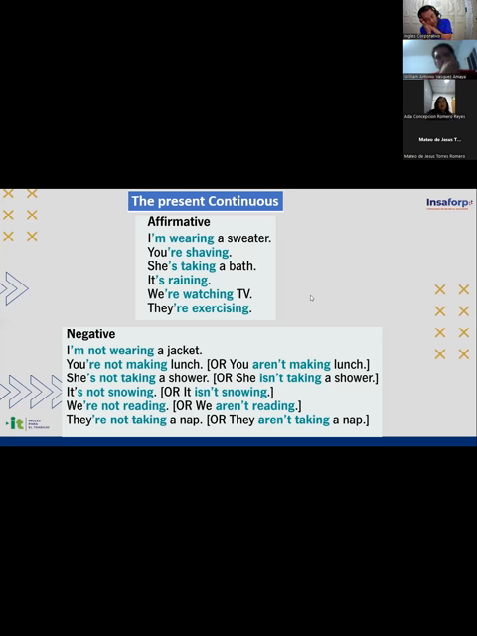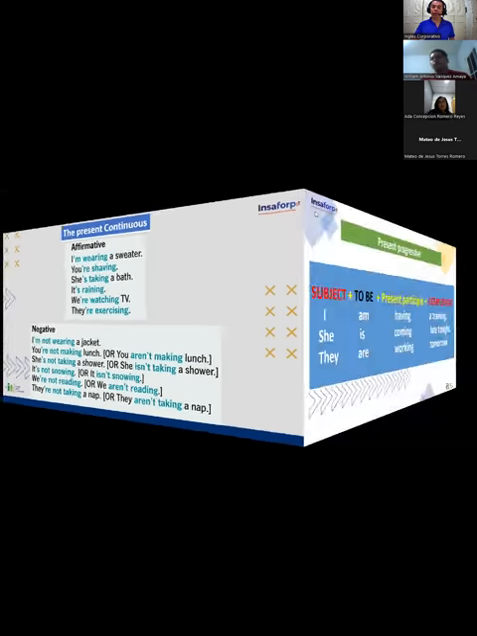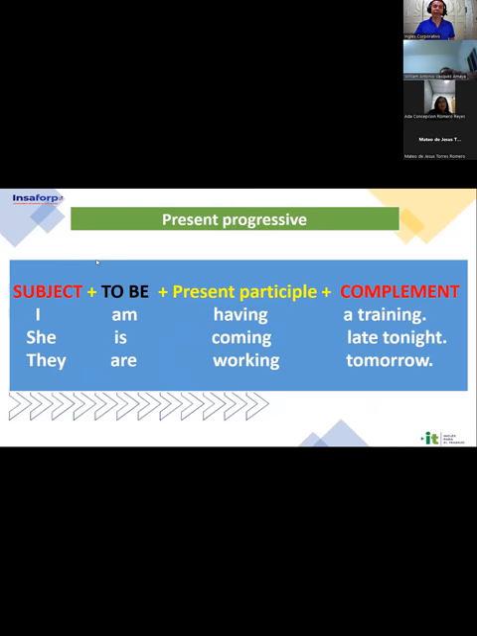A nap is a short sleep, right? A short sleep. Okay, class, any question? This is the grammatical structure for the present continuous, class, in affirmative and negative. Questions? Okay, this is the structure.